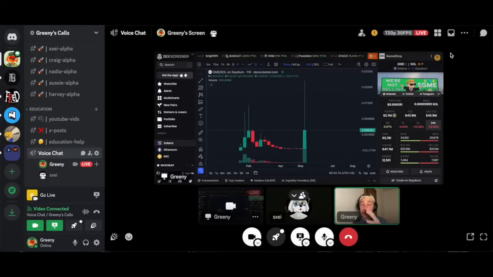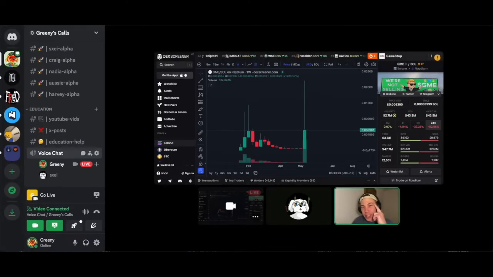But I thought it would be really cool to do, at the request of a few of you in the group, a couple of tutorials on how I chart meme coins and what to look for, and Sexy's here along for the ride.